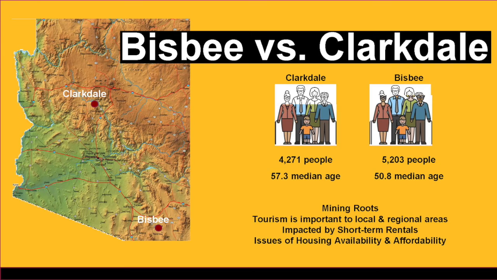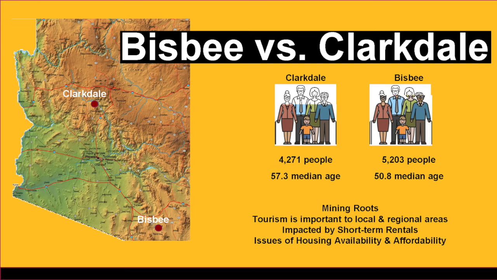Bisbee is nearly 5 hours south of Clarkdale. It's located in the southeastern corner of Arizona, just 25 miles north of the US-Mexico border. Though they are 250 miles apart, both economies are directly or indirectly dependent on tourism. Bisbee has a population of 5,203 people, which is about 1,000 people more than Clarkdale, while Clarkdale's median age is slightly older than Bisbee's at 57 years old.